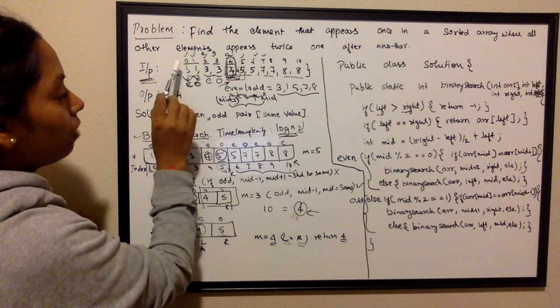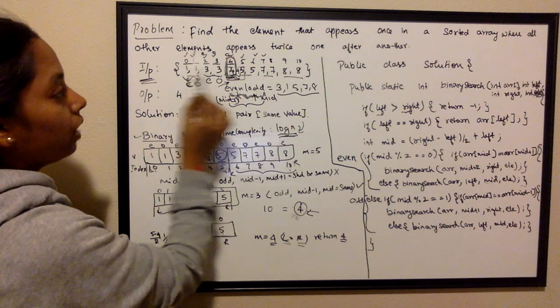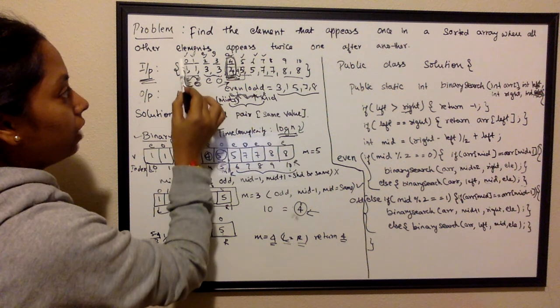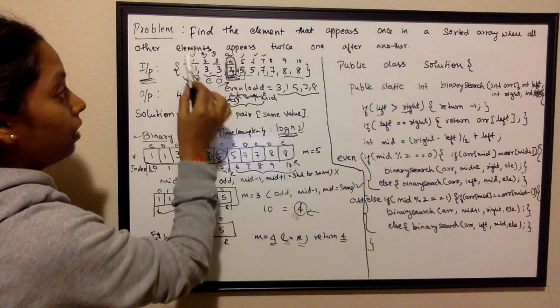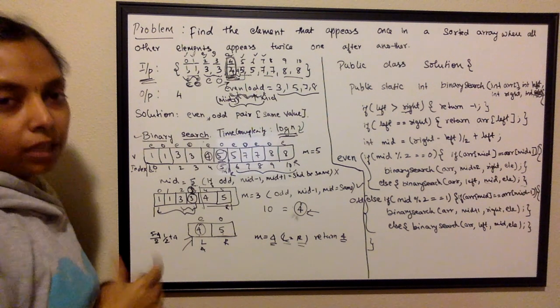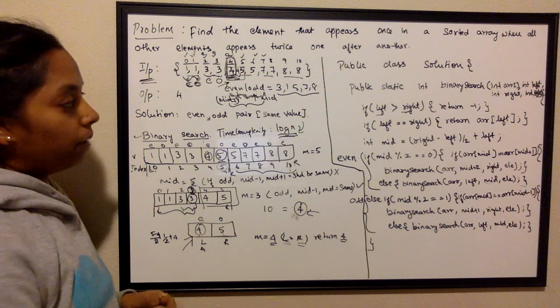And if you closely look at the indexes, the index starts from 0 as usual and ends at 10. And if you see this, 1 1, it is like even, odd, and then even, odd. So this is making a pair. With that help we can figure out which one is the single element.